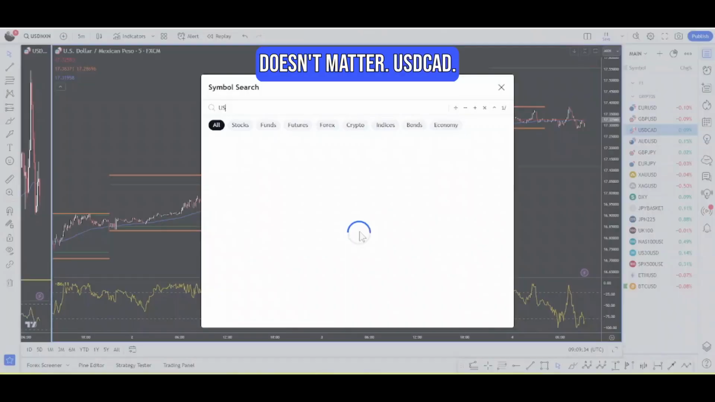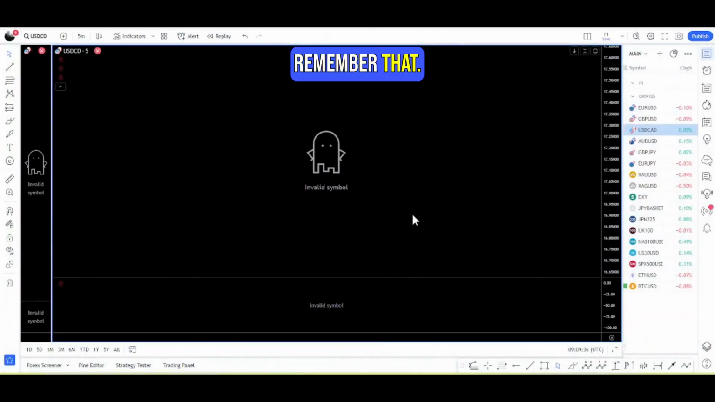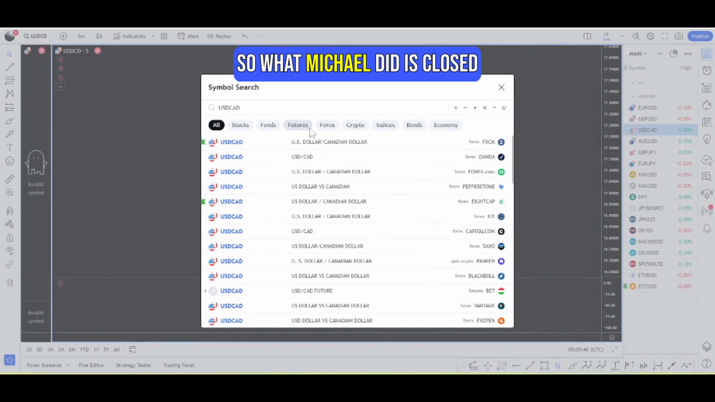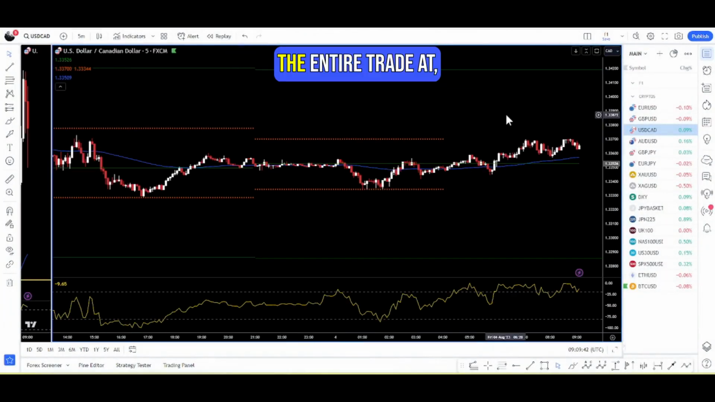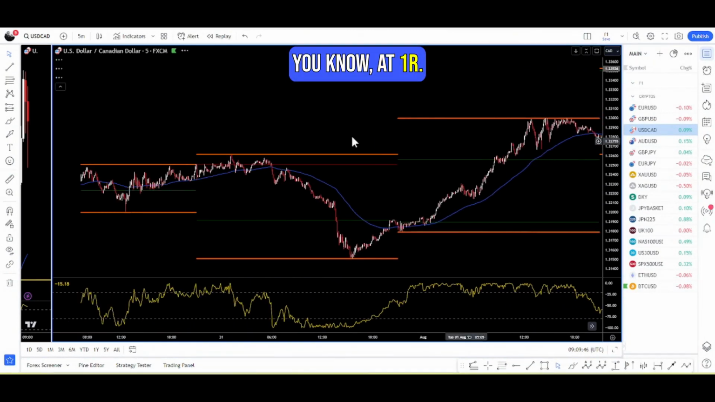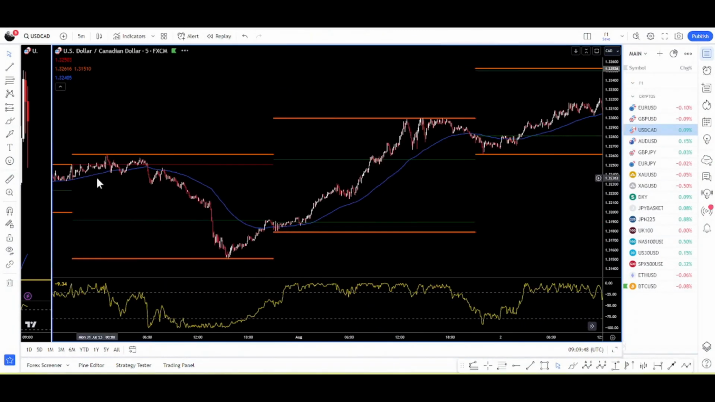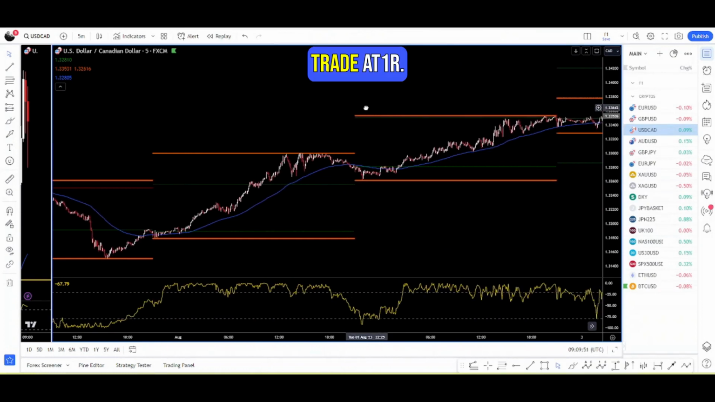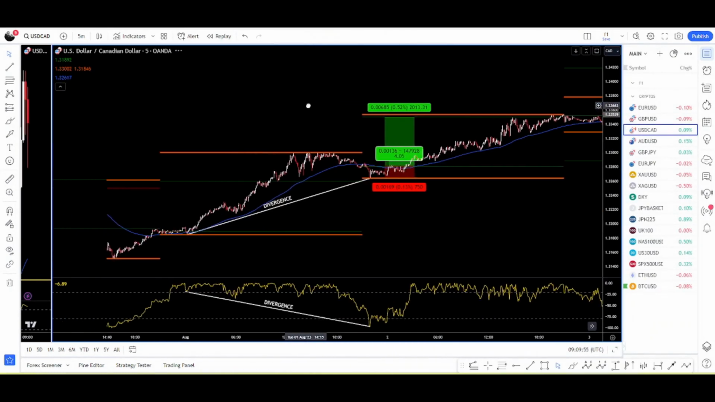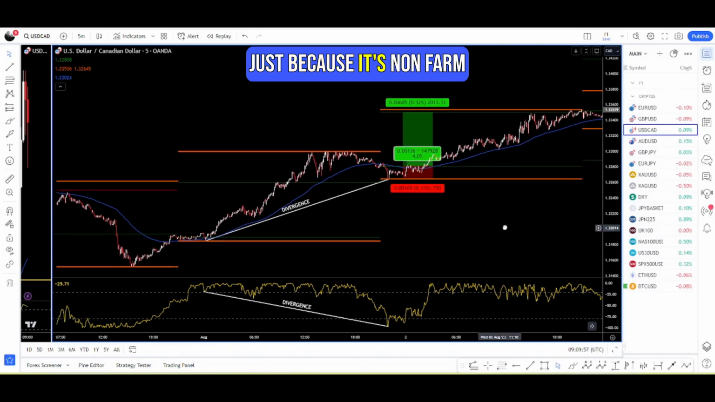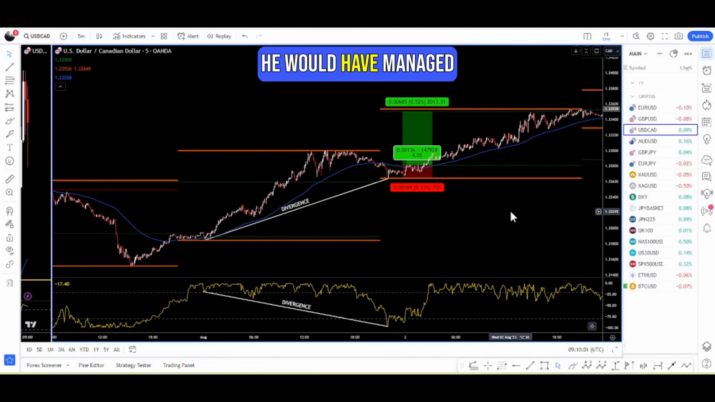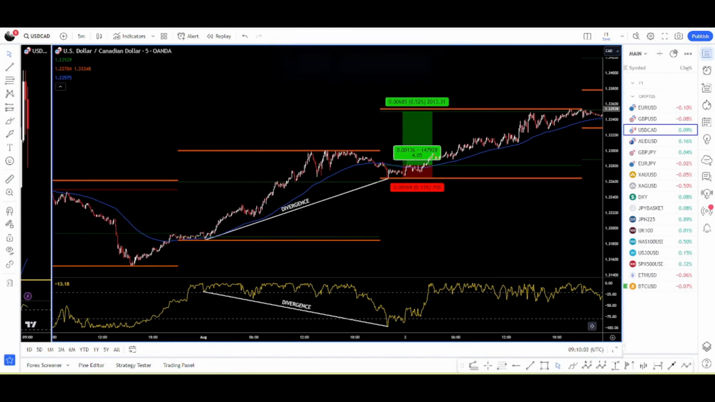Doesn't matter. USD CAD. Remember that it's non-farm payrolls Friday, so what Michael did is close the entire trade at 1R. Just because it's non-farm payrolls Friday, but if it wasn't non-farm payrolls Friday, he would have managed it very differently.